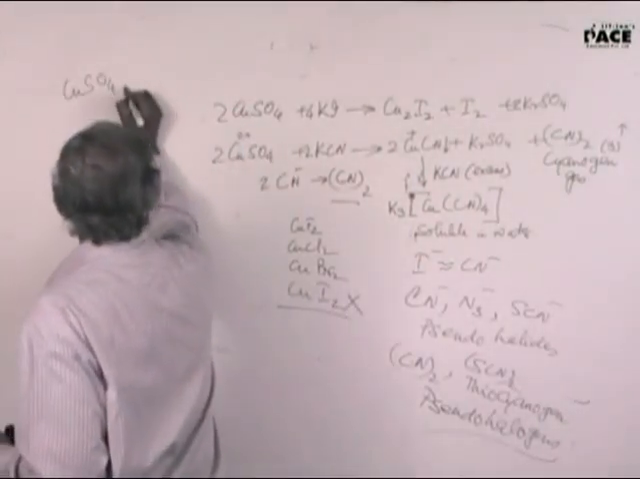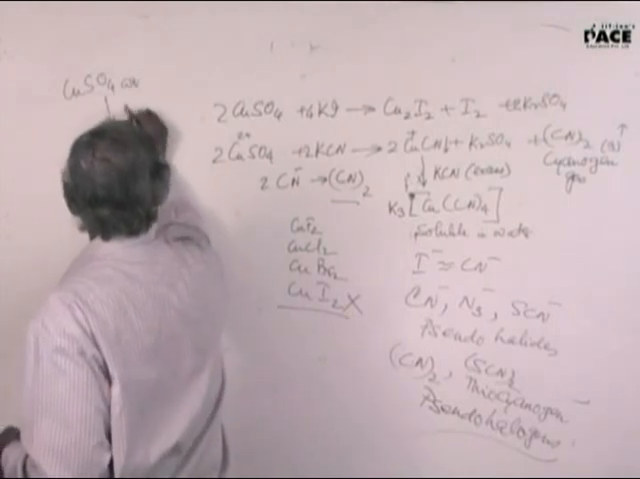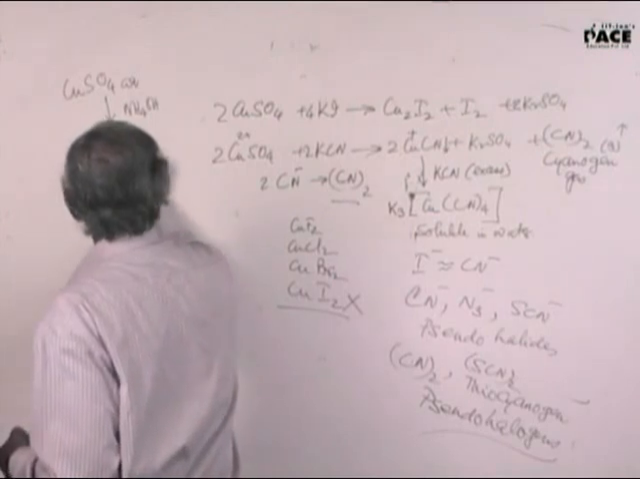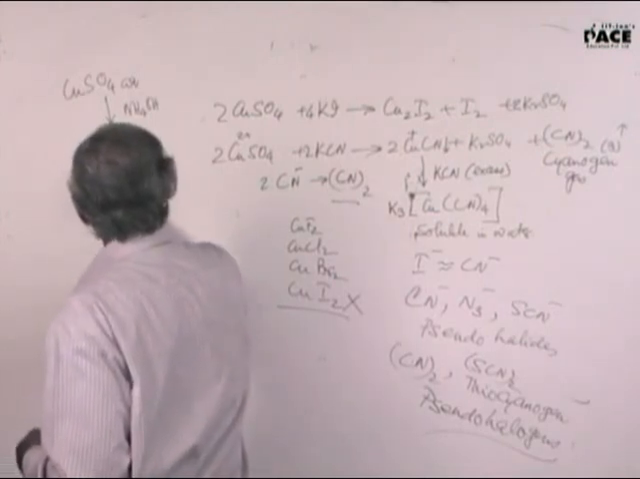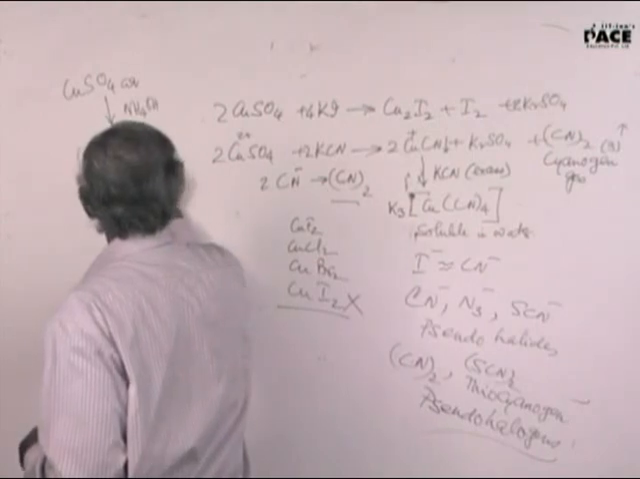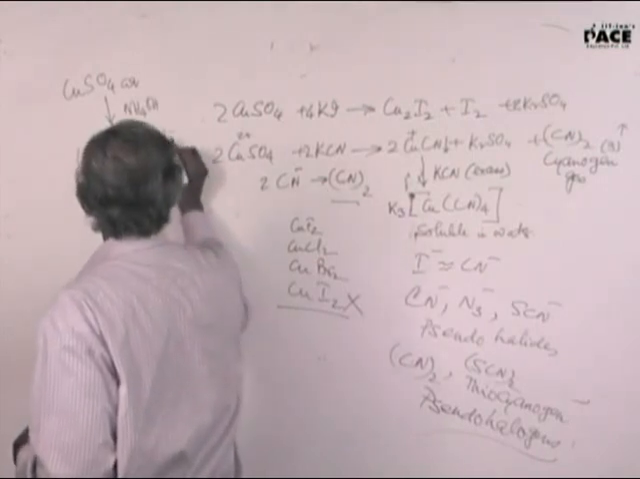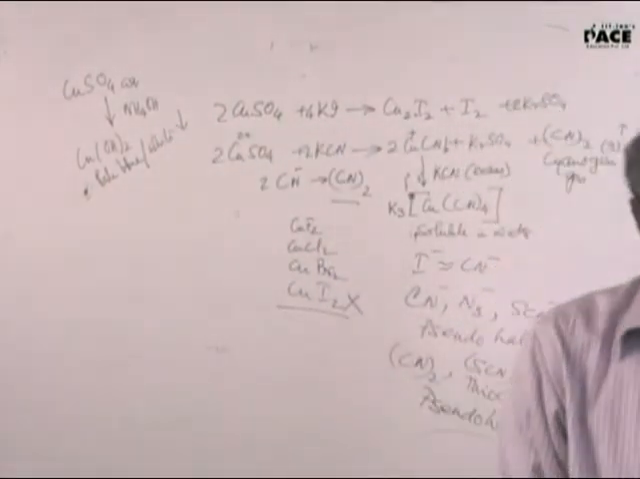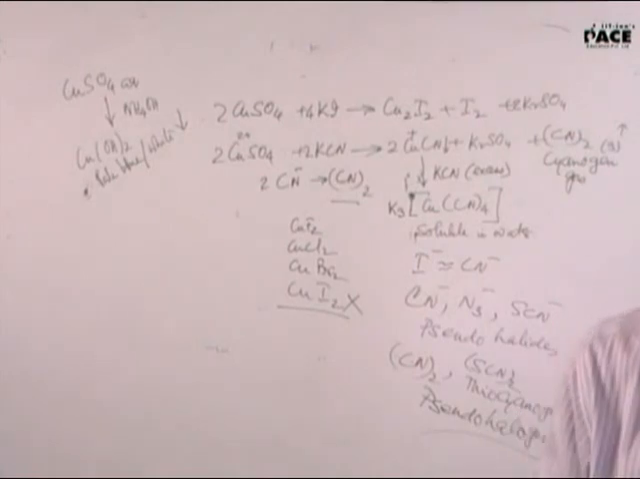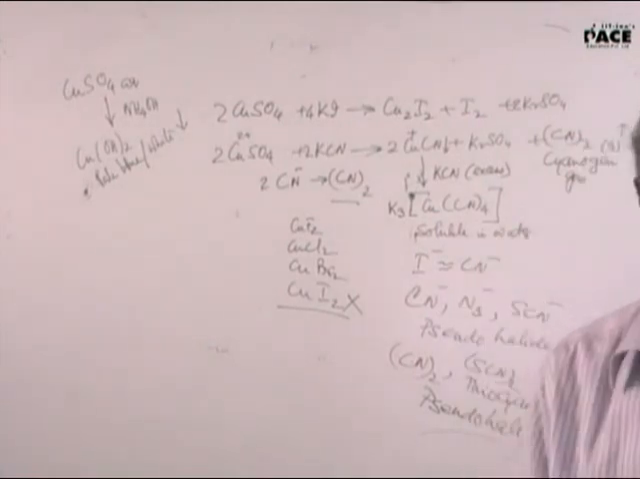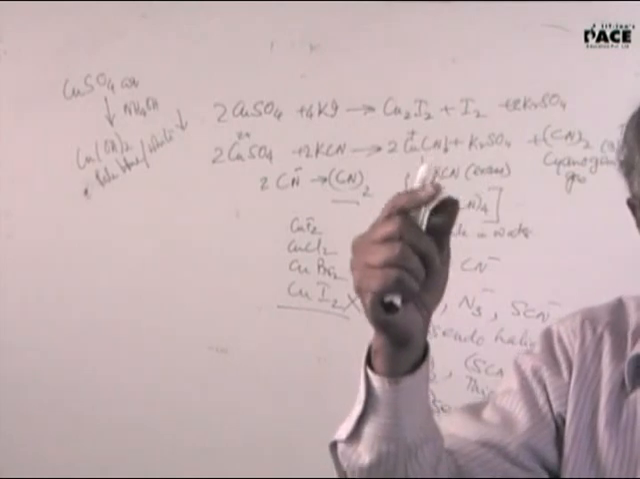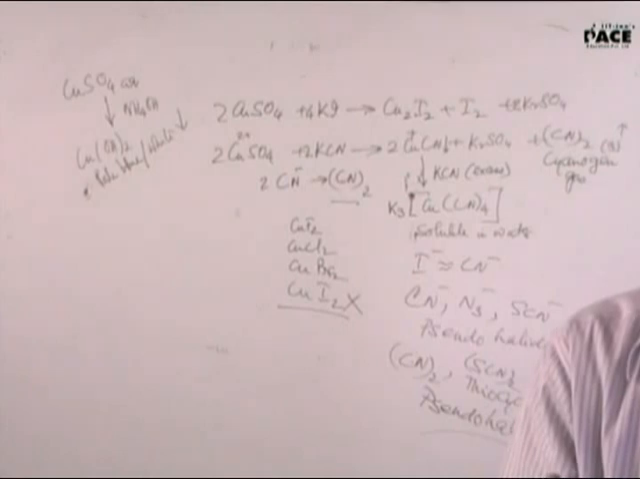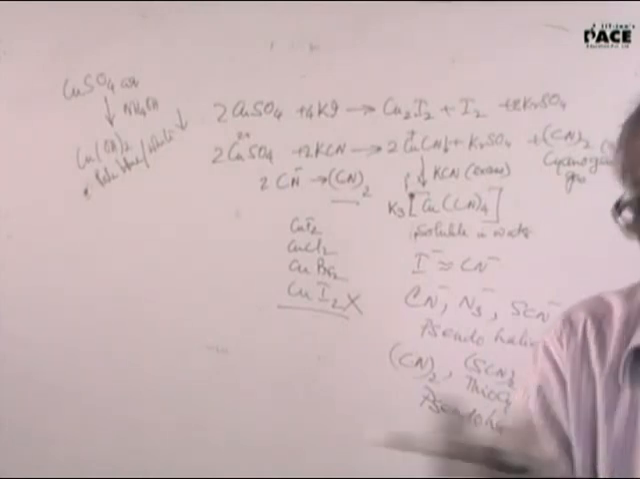Copper sulfate aqueous solution when I add ammonium hydroxide. If I take an aqueous solution of copper sulfate, which is blue in color, and add ammonium hydroxide drop-wise, I get a light blue precipitate.